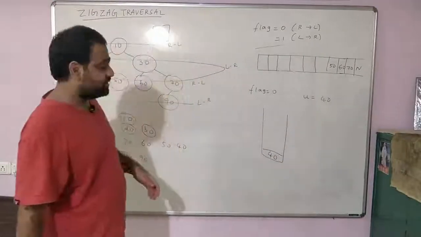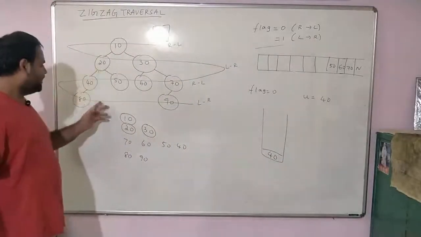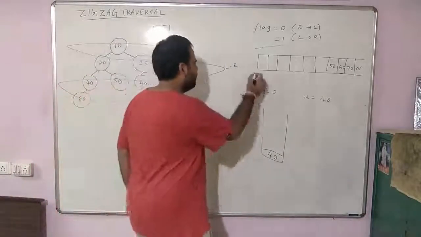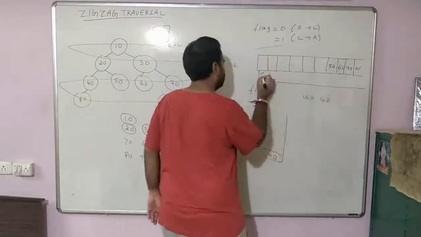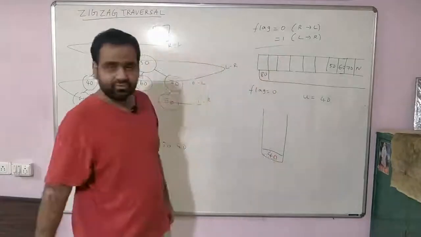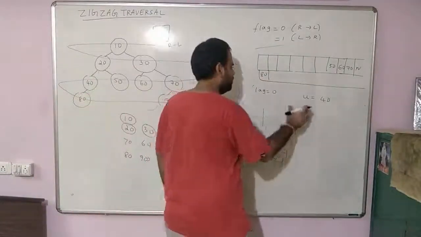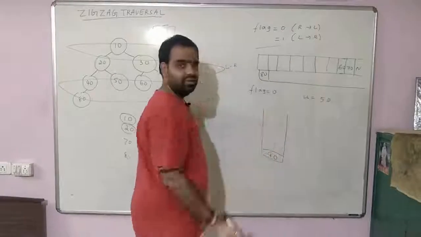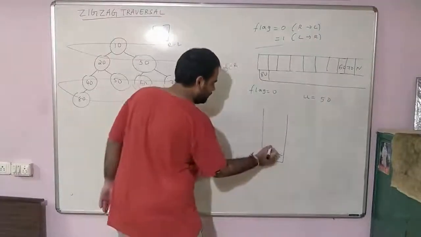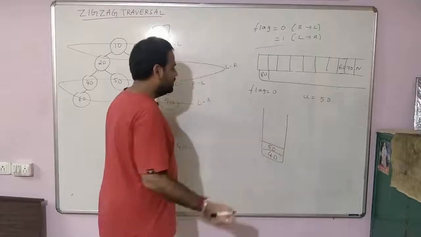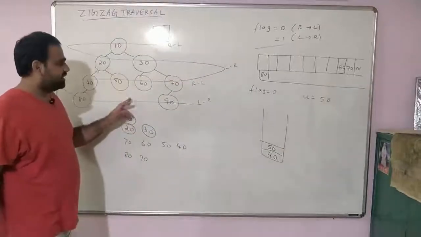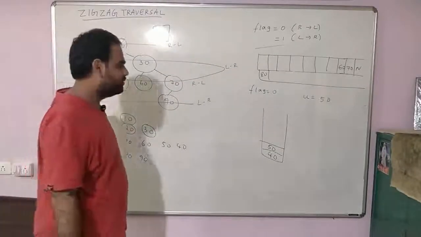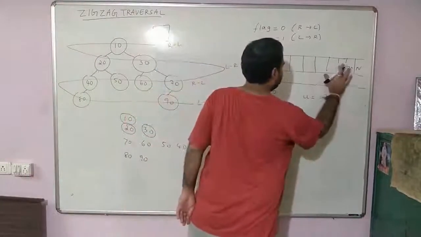Now check for the left child and right child of 40. It is 80 and there is no right child. Therefore you enqueue 80 onto the queue. Fair enough? Now again you say u is equal to dq. You get 50. Now when you get 50, again the value of flag is 0. Therefore push it on the stack. Does 50 have any left child and right child? No left child and right child. Therefore do not enqueue.